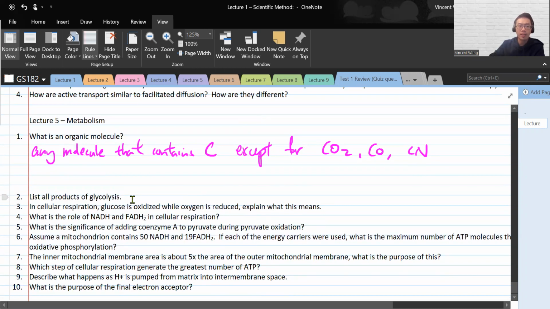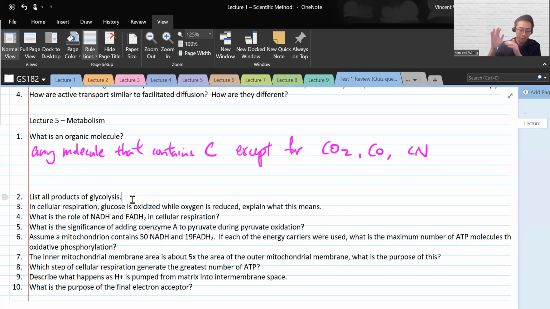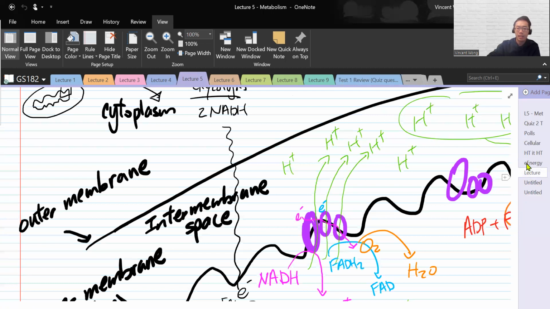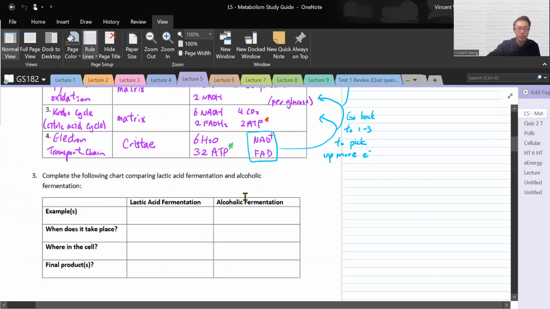List all products of glycolysis. Again, if you are doing the help sheet for the test, I definitely would have one that lists all the major steps. So glycolysis, pyruvate oxidation, Krebs cycle, etc. And I will have all the major products listed. Okay. So very quickly, for glycolysis, we have 2 net ATP, 2 NADH, and 2 pyruvate, right? I believe we did that last class at the beginning anyway. That there's a chart like this.